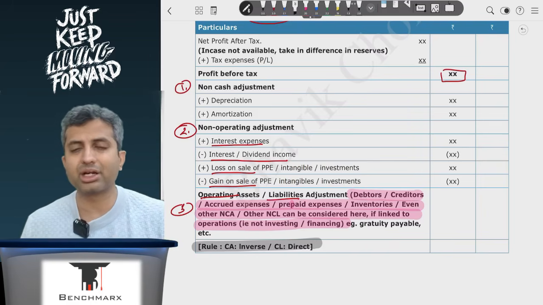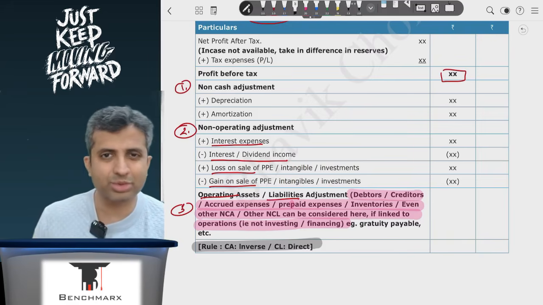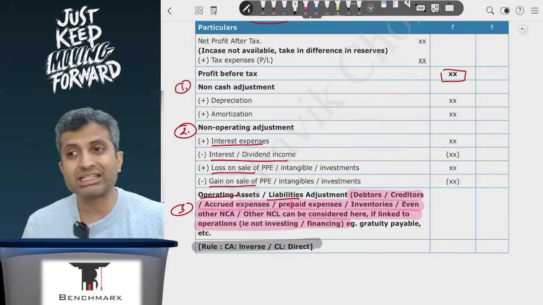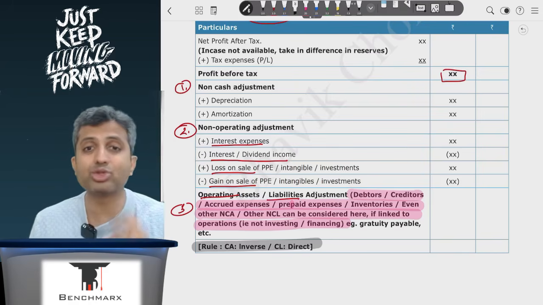If there is an increase in a current asset other than cash, like a debtor, that means you must have collected less, that is why the debtor is going up, and hence you will have to deduct. Increase in current liabilities, if the creditor is going up, that means you have paid less.